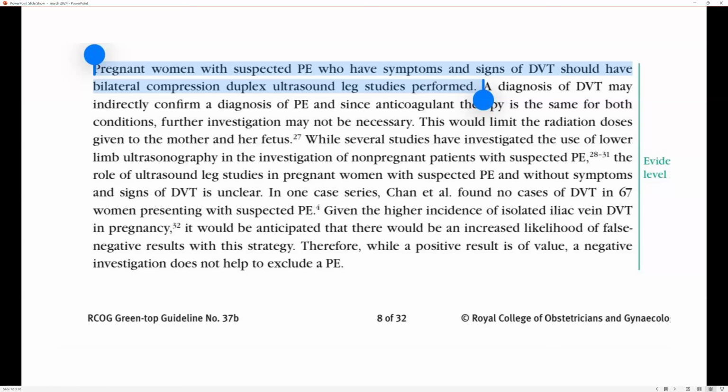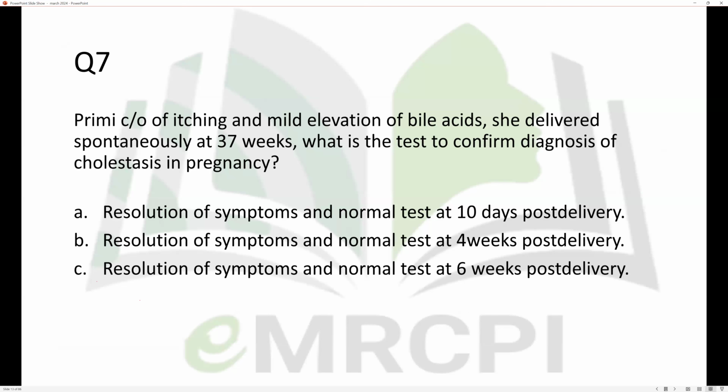Any questions so far? Yes, we can see here that in some of the topics we depend on the green top guidelines or the TOG articles. And actually, this is the majority of the resources to study for the MRCPI. However, of course, they have their own resources and we have to depend on those as well.